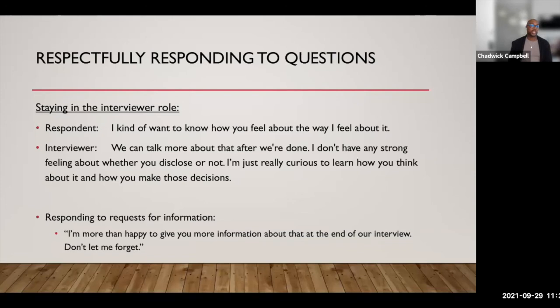And when people ask for information, I tend to say, I'm more than happy to give you more information about that at the end of the interview. And I add something like, please don't let me forget, so that they know that I'm serious about following up and giving them that information.